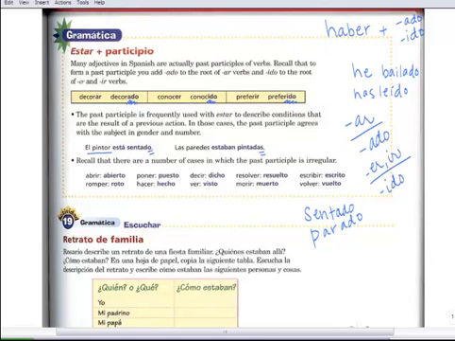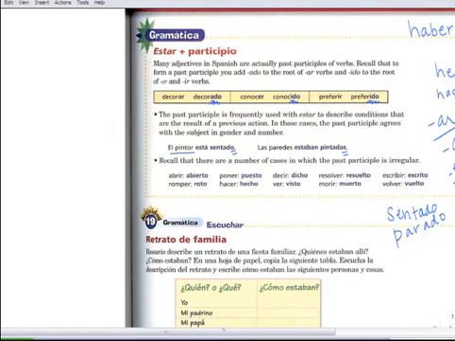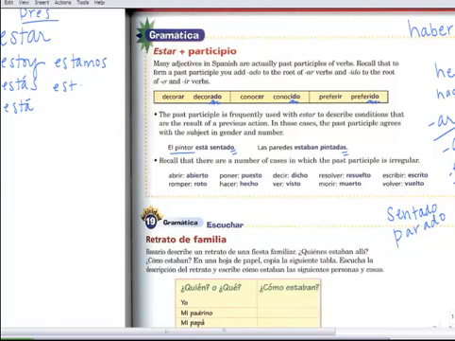Now, we're using this with estar, which means to be adjectived, kind of. So, for example, está sentado. El pintor está sentado. The painter is seated. So, when we use this, we're going to use a form of estar, which in the present is estoy, estás, está, estamos, estáis, and están. And then you're going to use the past participle plus ado or ido to describe something that has happened as a result of a previous action. So, you could say estamos separados, we are separated. Or ella está casada, she is married.